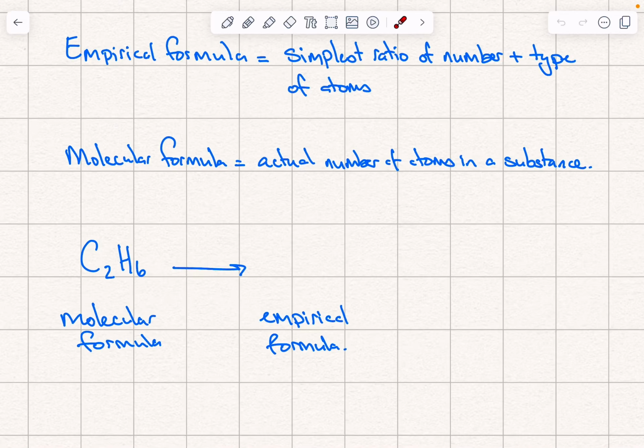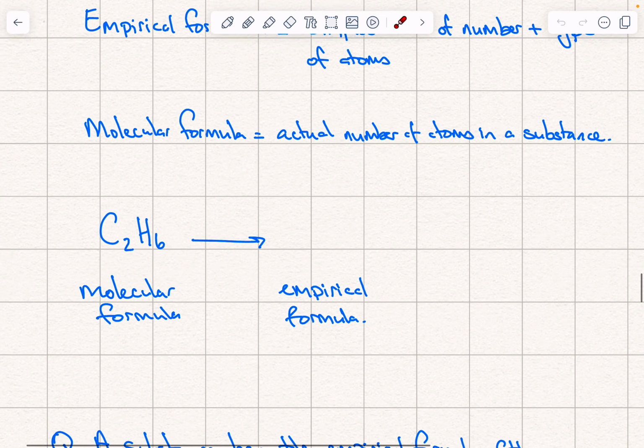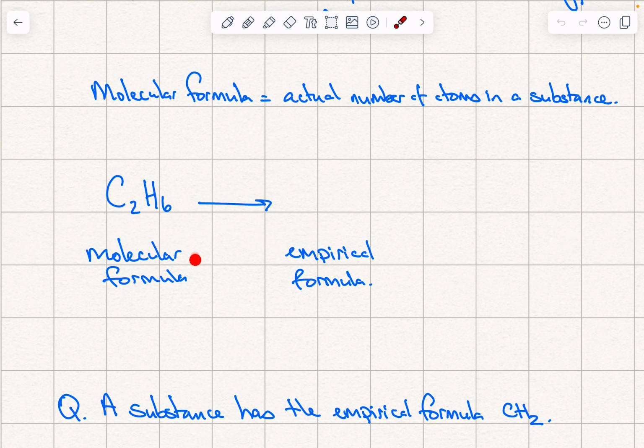So what we have here is a couple of definitions to help us get into this question. So remember, empirical formula is the simplest ratio of the number and type of atoms, and molecular formula is the actual number and type of atoms in a substance. So for example, the best way to illustrate it, this is a molecular formula for this chemical, C2H6.